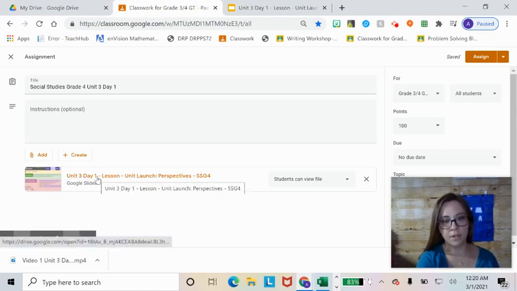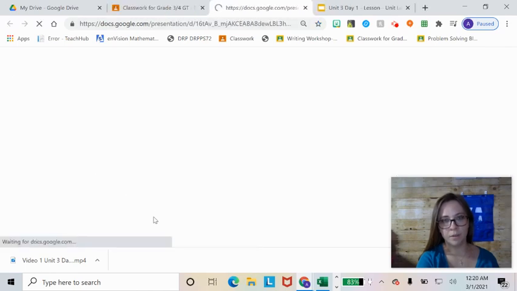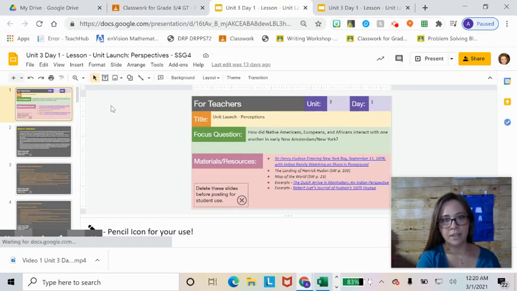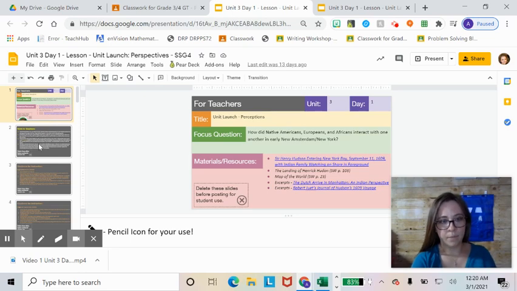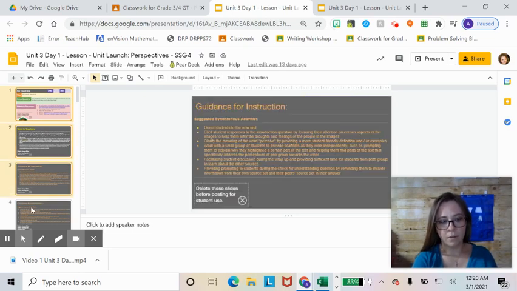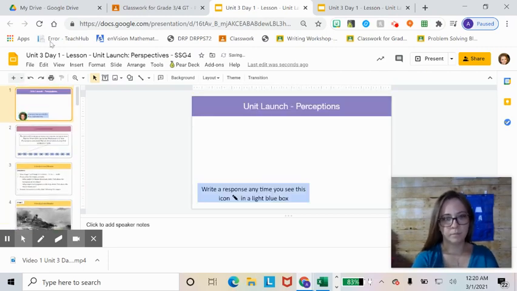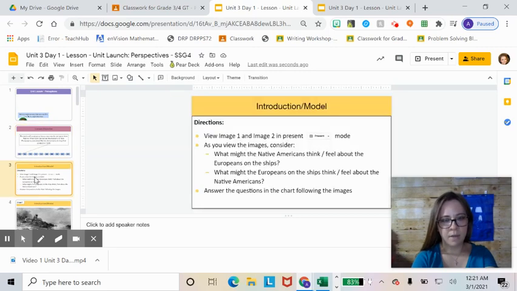So the first thing that I'm going to do is go into my lesson. As I click on it, here I am with my slides. Since we've gone over all of this, I can now delete the parts of my slides that I do not need to show during instruction. So I'm going to delete slides 1, 2, 3, and 4. I could do this by clicking on all of them that I don't need and clicking delete. Now I'm set with the beginning of the lesson, the unit launch perceptions, and I have my lesson objective. I'm ready to get started.